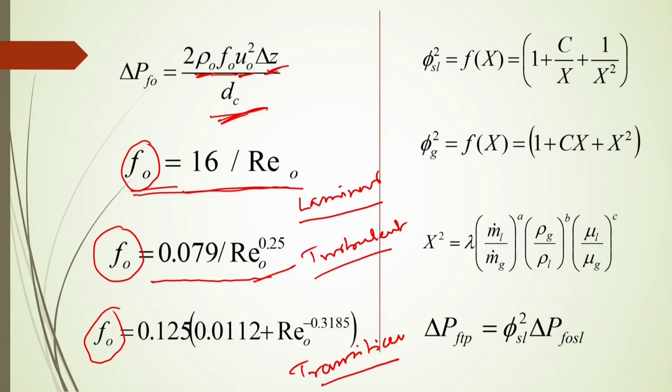Now, this phi SL, Sisson has actually developed this phi SL square, that means, here the Lockhart-Martinelli multiplier or two phase multiplier, you can say that this will be a function of x. X is the Lockhart-Martinelli parameter. This is nothing but the root over of the ratio of frictional pressure drop of the single phase of liquid to gas, or here in this case slurry to gas.